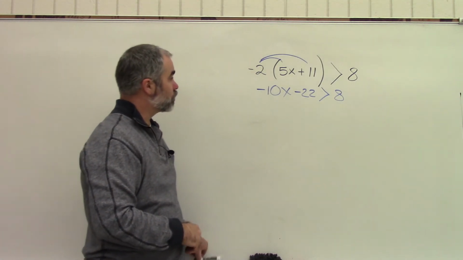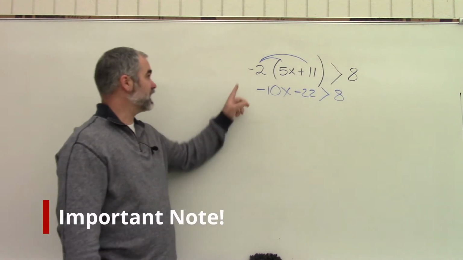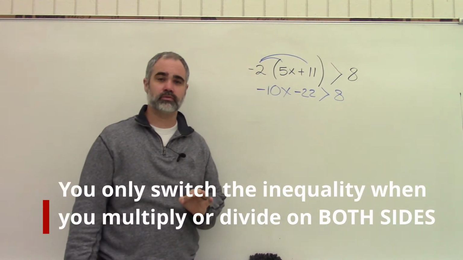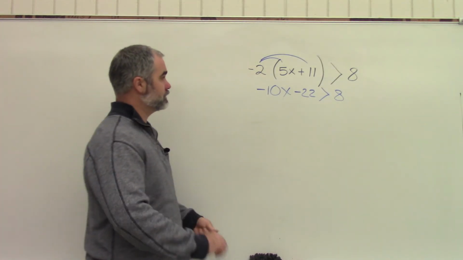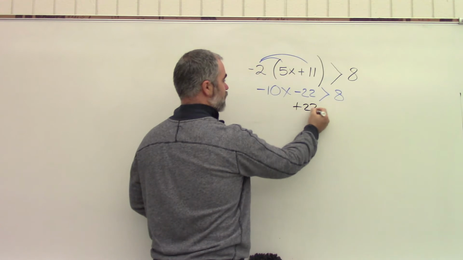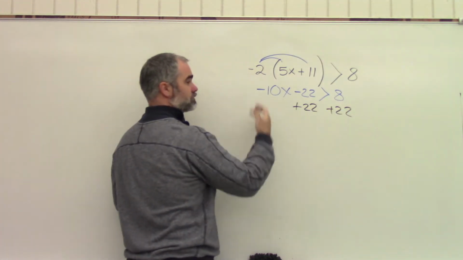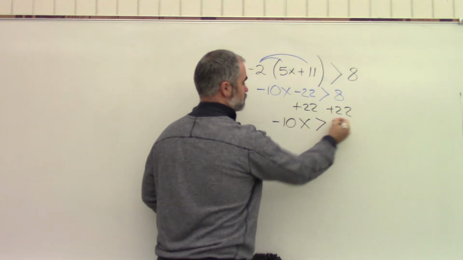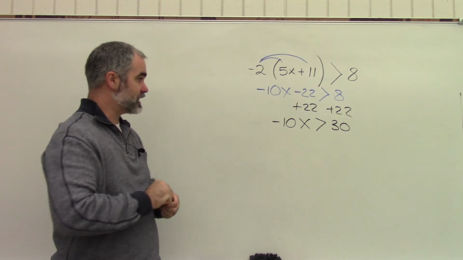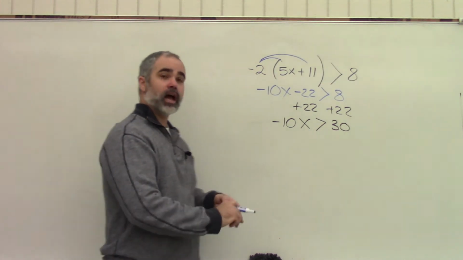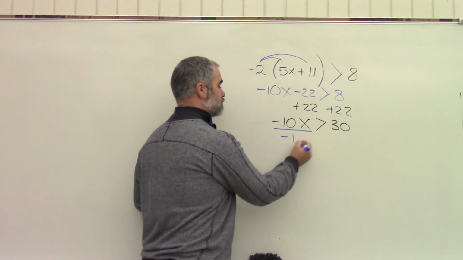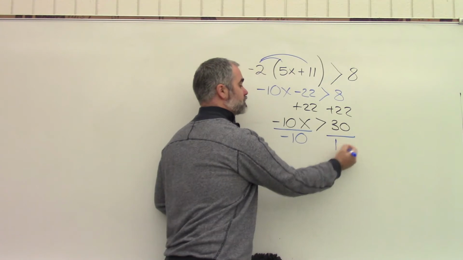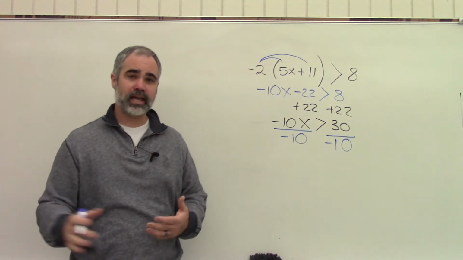Quick note, even though I distributed a negative 2, since I did not do it to both sides, I do not have to remember to switch the inequality there. All right, let's keep going. I'm going to add 22 to both sides, just like we would in normal algebra. Again, nothing is really very different here until you get to this step. Now I have a negative 10x is greater than 30. I need to divide by negative 10. Remember, that's that one rule you have to remember. I just divided by negative 10 on both sides, so I should have some alarms going off in my head.